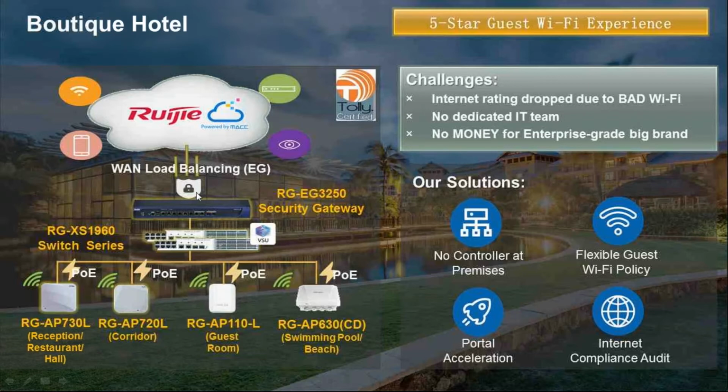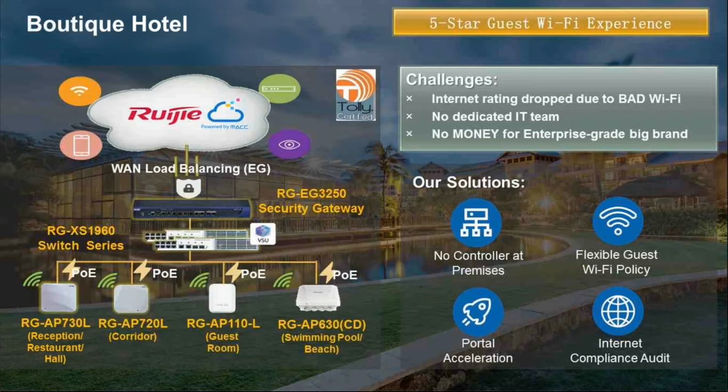This is to make sure that if one of the internet lines is down, the other internet lines can still be used for the internet. And also for this one, what we suggest is our SME range of switch called the 1960 series, and we recommend you do it on VSU, like virtualization.